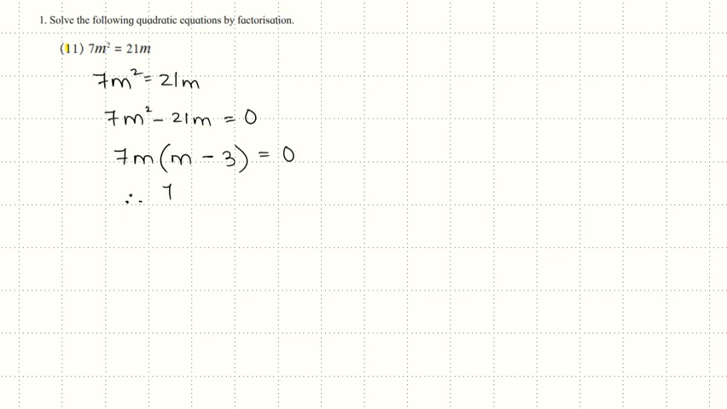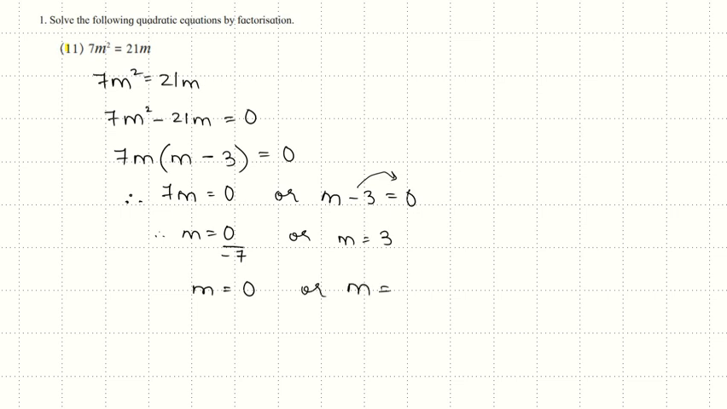Therefore, here 7m is equal to 0, or m minus 3 is equal to 0. So we can write m is equal to 0 upon 7, or m is equal to plus 3, as minus 3 will come on the right hand side. Therefore, m is 0, or m is equal to 3. And hence the answer is 0, comma 3 are the roots of the given quadratic equation.